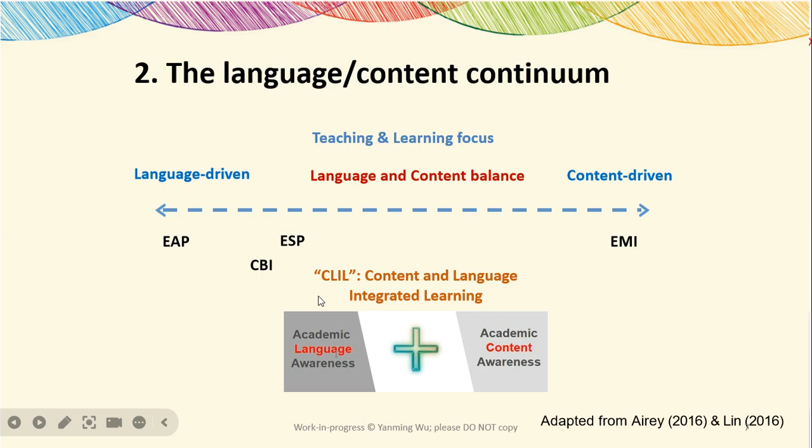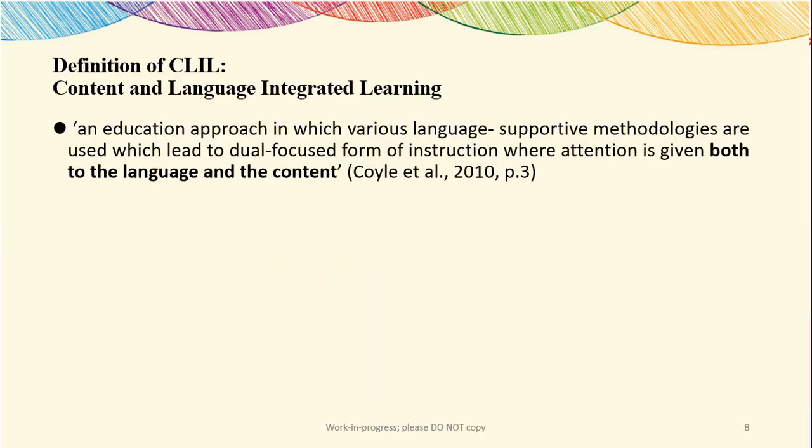And in the last 20 years or so, CLIL has emerged as a new approach to balance language and content. CLIL refers to content and language integrated learning, which according to Lin will require teachers to have both academic language awareness and academic content awareness. Specifically, CLIL refers to an approach that will give due attention to both language and content.